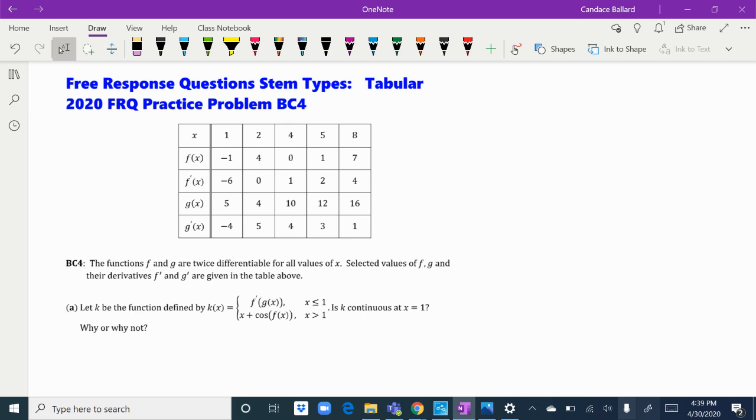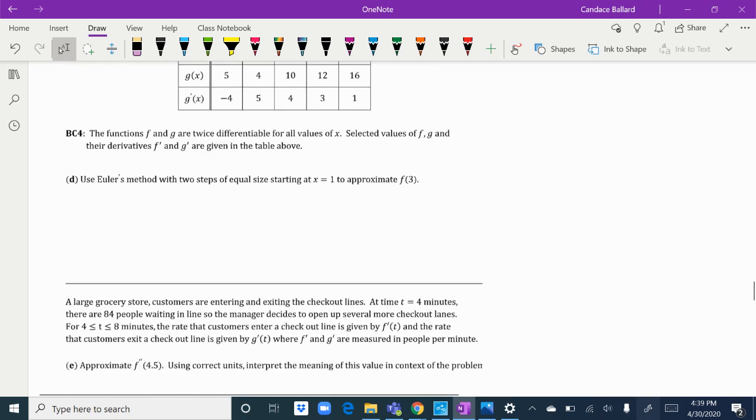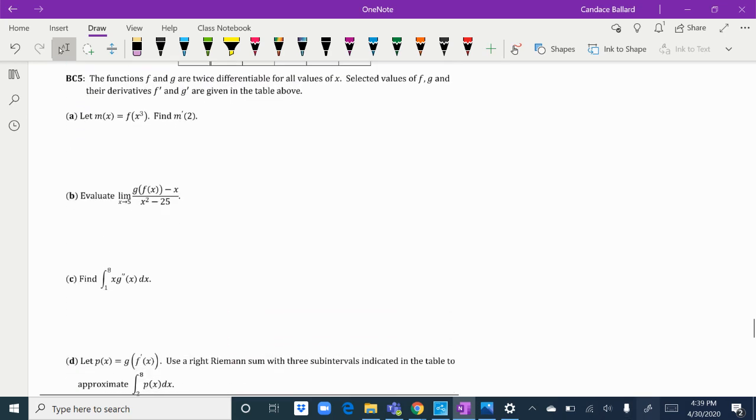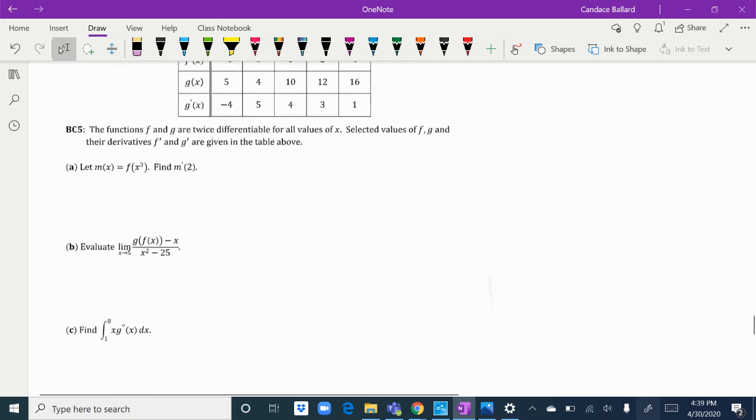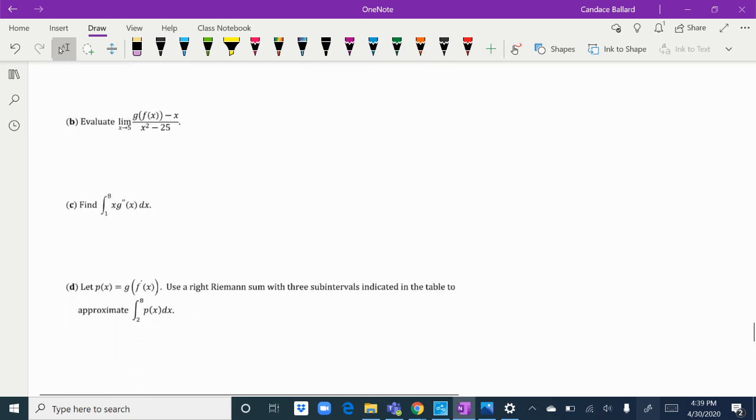Or are we done and our brain hurts? Part C and BC5. Okay. So BC5, part C. Oh, that's a good one. This is a BC level question. Okay. All right. BC5. So there's BC5, and we're going to do part C right here. Okay.